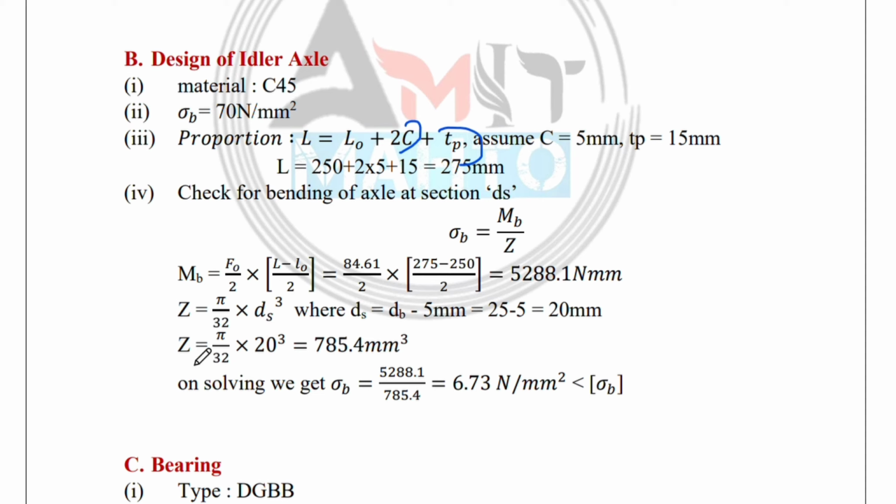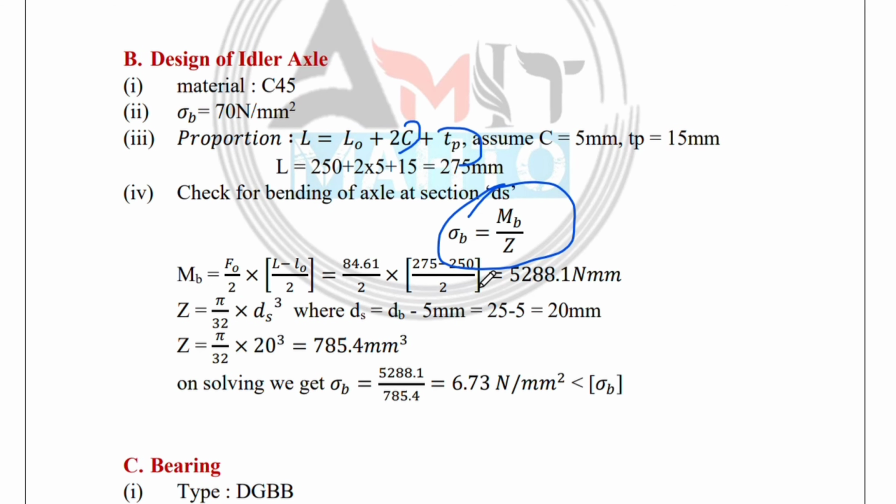You will get the value of z. As you get the value of z, put the value of z over here in this formula. You will get the sigma b. So sigma b is 6.73, which is less than allowable, and allowable is 70 Newton per mm square. So here also our design is safe.